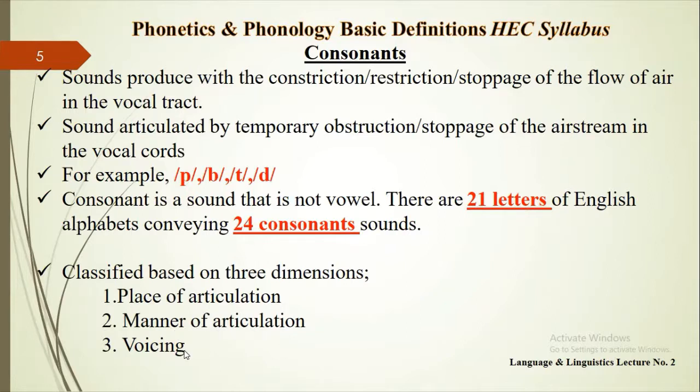So the sounds that are produced by our vocal organs with some restriction or blockage of the flow of air, even for a short period of time, with or without vibration or friction, are known as consonant sounds, like p, b, t, d, k, g. A complete list of consonant sounds are those produced with blockage or stoppage of the flow of air by our vocal organs, the tongue and lips, with or without friction.